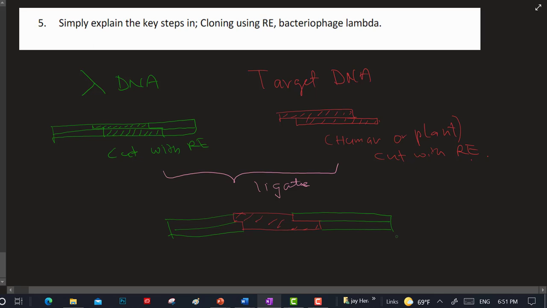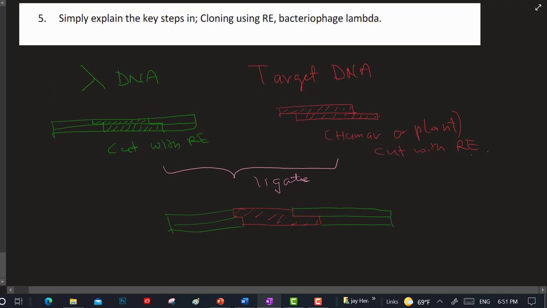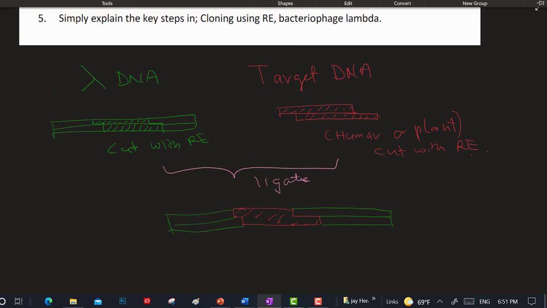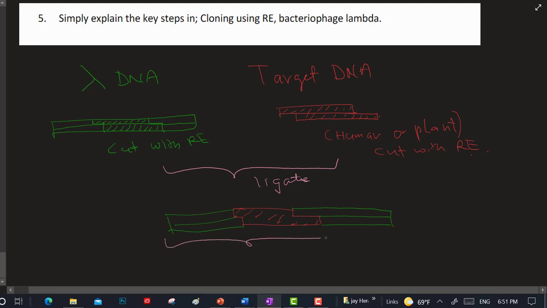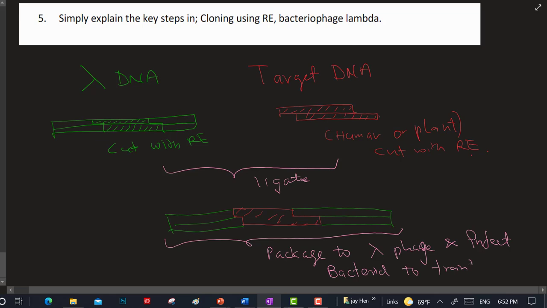Now we're going to package this back into the lambda phage, and that will infect the bacterial cell, right? So that can transform. Then we can grow that into a culture and select the colonies we want, right? And then we can grow it on a large scale, and then you can go on to further analysis, PCR and other things too, right?